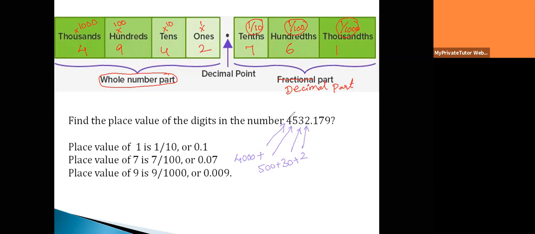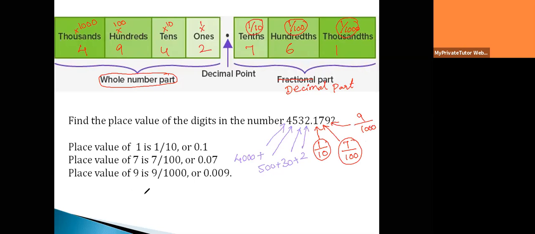But what is the place value of decimal points? After the decimal, the first digit is nothing but that digit divided by 10. The place value of that digit is 1 by 10. The second digit is nothing but the value divided by 100. That's the place value. Okay. And this is 9 by 1000.